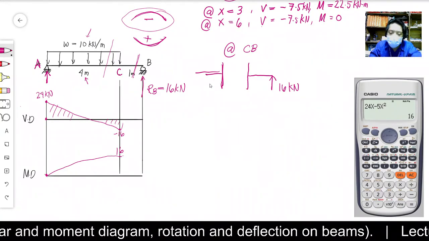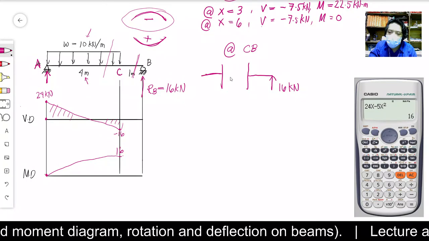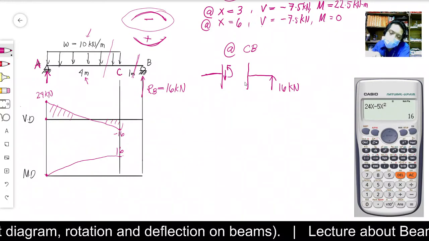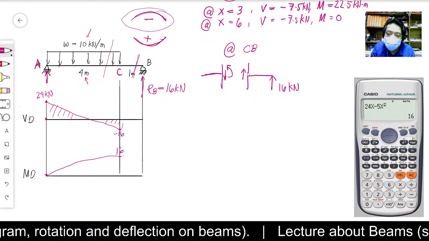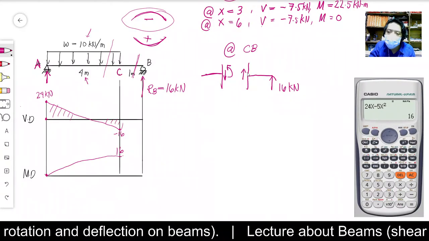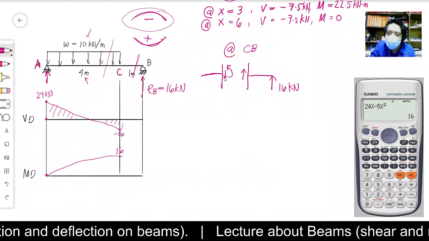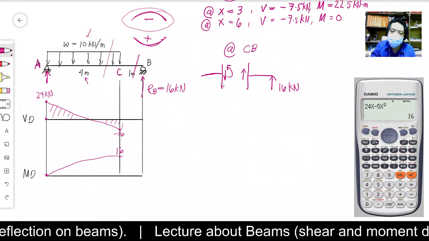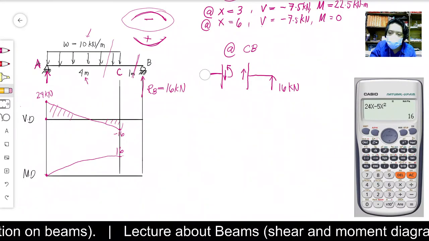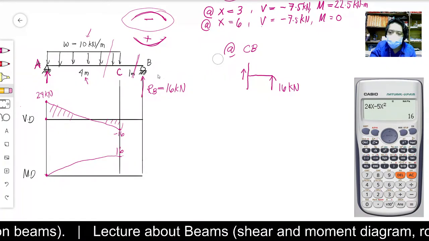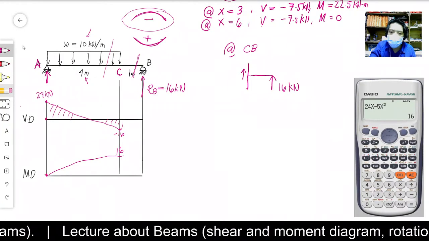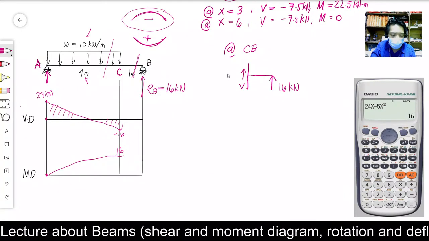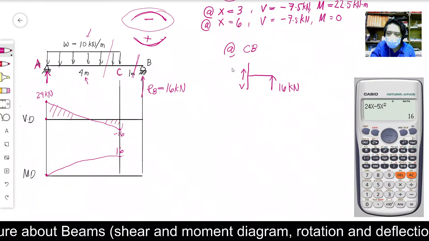If we use the section to the right, the direction of the shear is upward, since the direction of the moment is clockwise. Since we use the section to the right, the shear will go up. This is action-reaction, Newton's third law of motion: in every action, there is always an equal and opposite reaction. So downward becomes upward, and counterclockwise becomes clockwise. This is your shear, and your moment is clockwise.